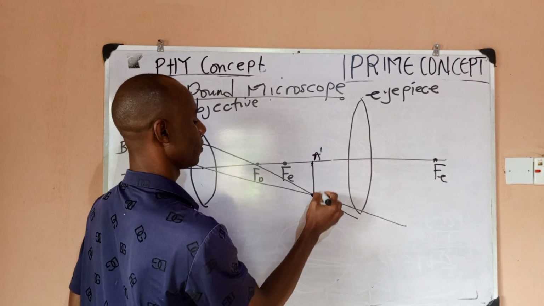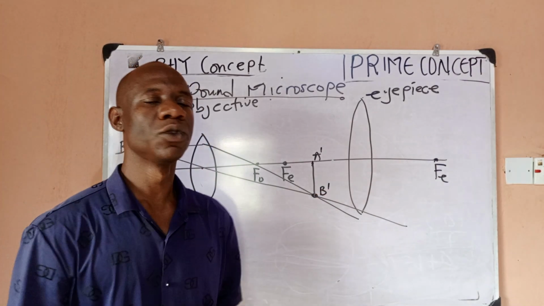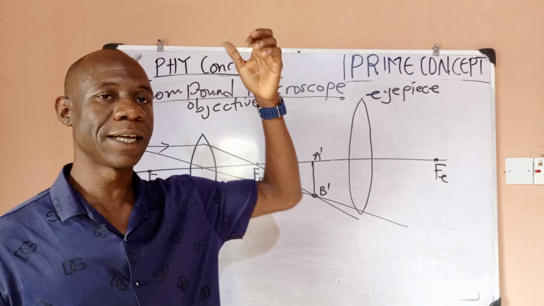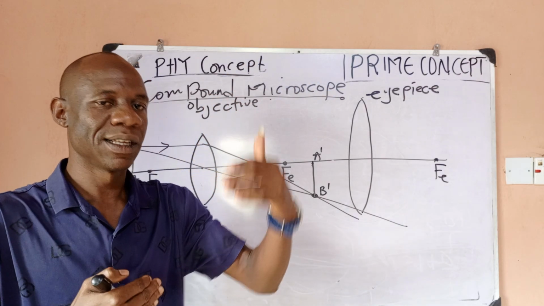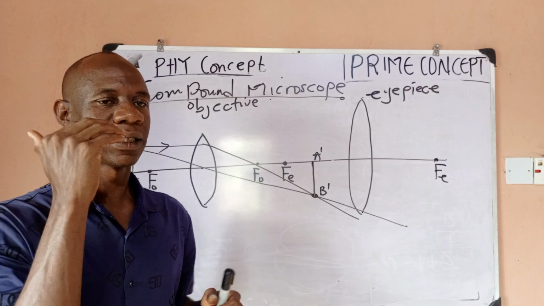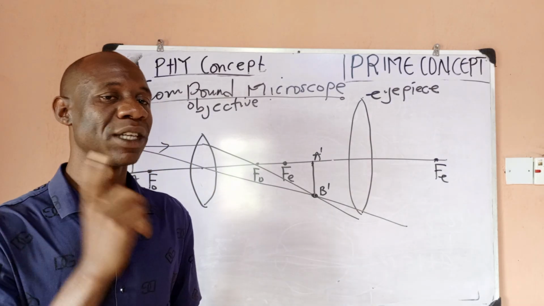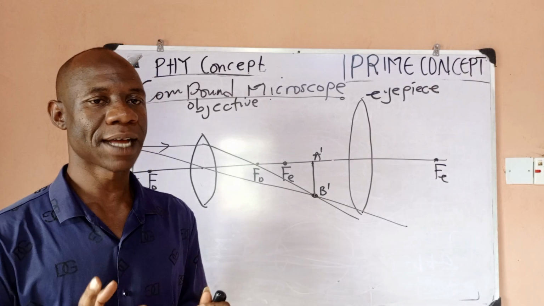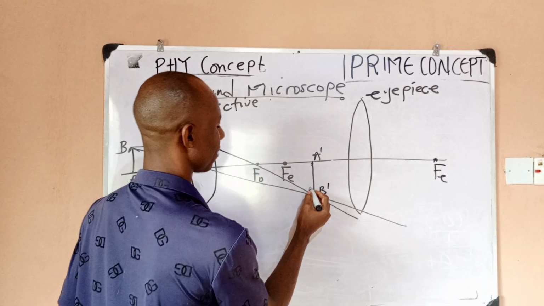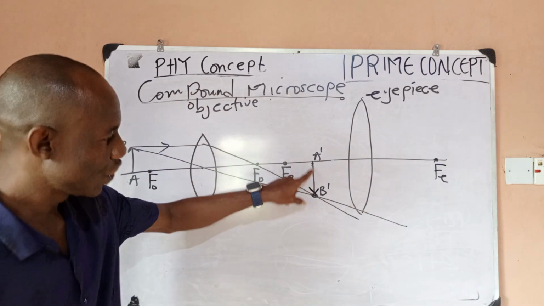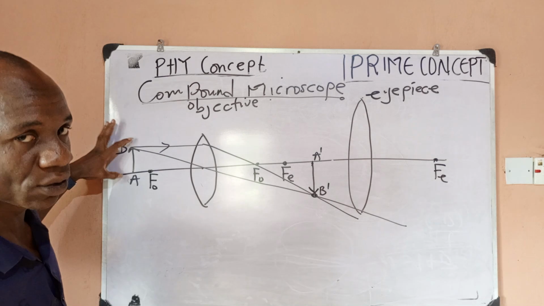A prime, B prime. Now you notice that, of course, from the rules we studied for our convex lens, when an object is placed between your focal point and your lens, the image of that object will be formed on the same side as the object, and the image will be highly magnified, right? Virtual and inverted. So this is what we have. This image, A prime, B prime, is the image of the original object.